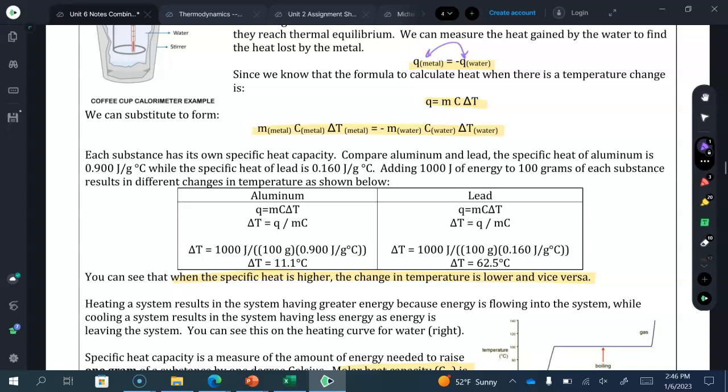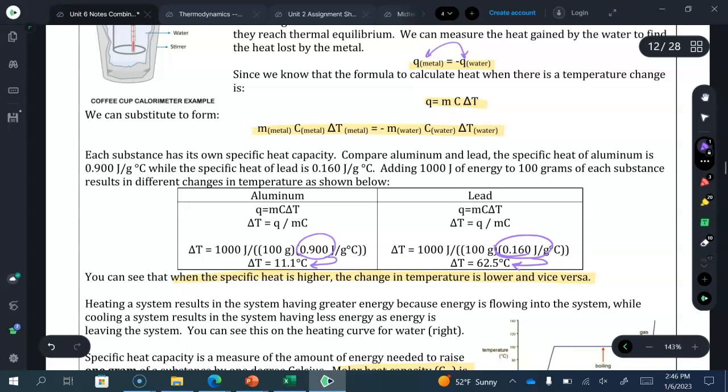Adding 1,000 joules of energy to 100 grams of each substance results in a very different change in temperature as shown below. So for aluminum, we see it has a much larger specific heat capacity, so its change in temperature is much smaller than the change in temperature for lead, which has a much smaller specific heat capacity. So you can see that when the specific heat is higher, the change in temperature is lower, and vice versa. So they are inversely related. So specific heat and delta T are inversely related.